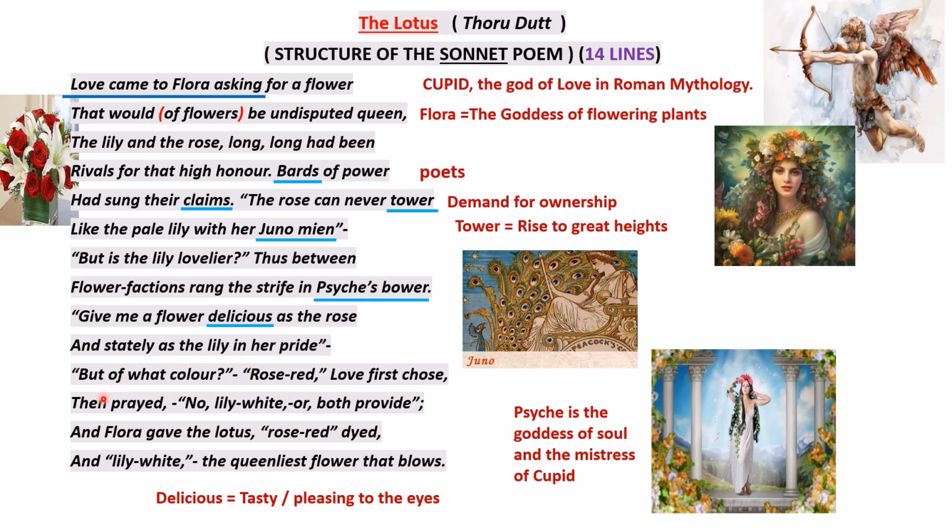Then Flora asks, but of what color? She's asking for the color because rose is red in color and lily is white. So which color should I give to that flower? Rose red, love first chose, then prayed, no, lily white, or both provide. First he wanted a red color flower, then he wanted lily, a white color flower, then he landed with both the colors. So he says, both the colors you provide me.